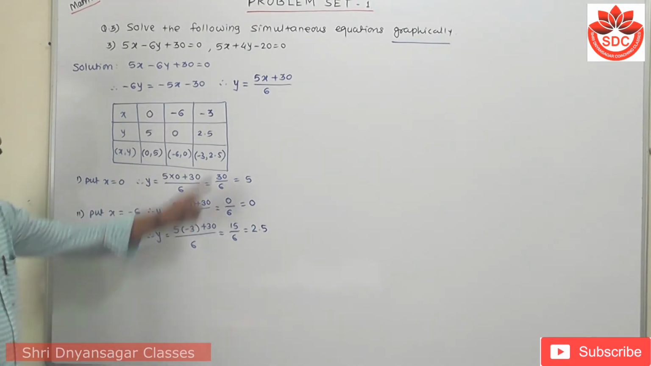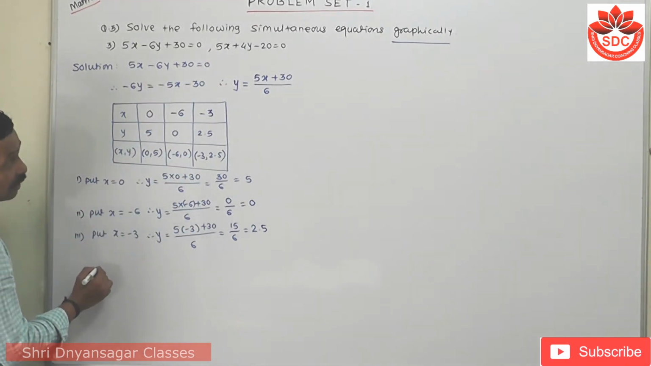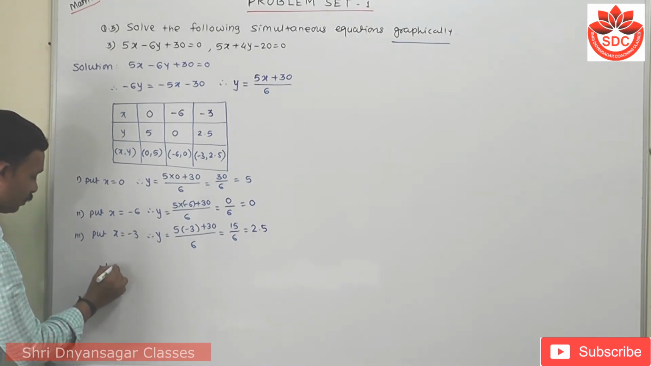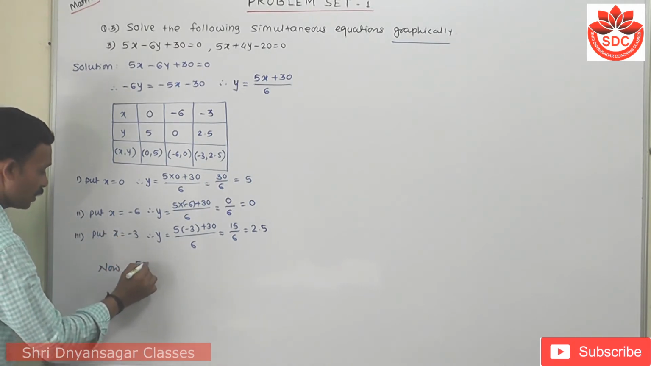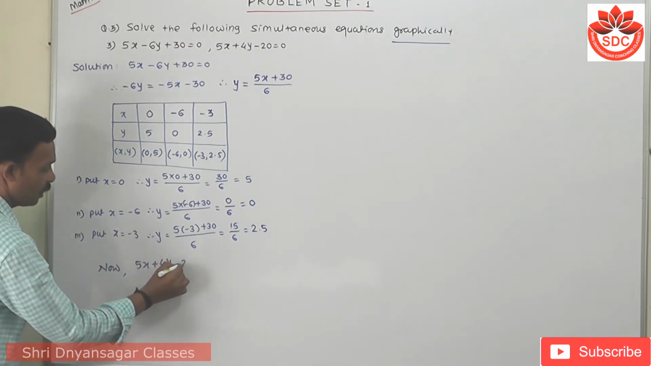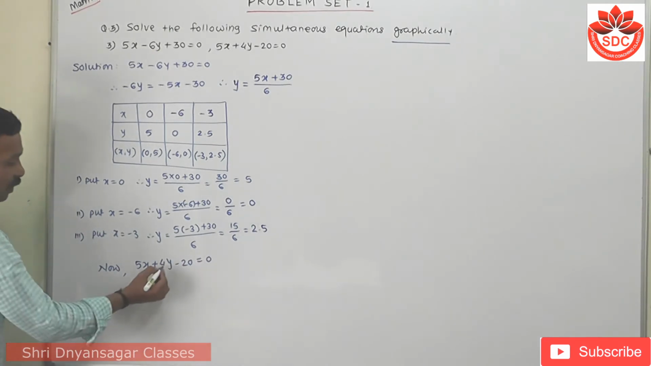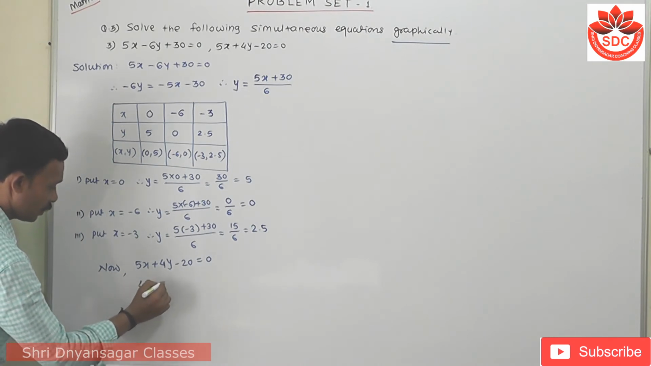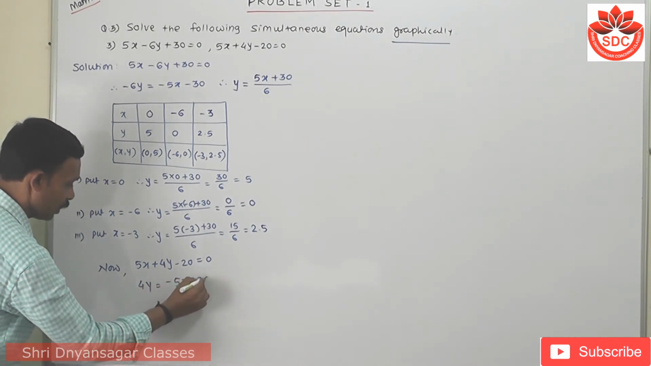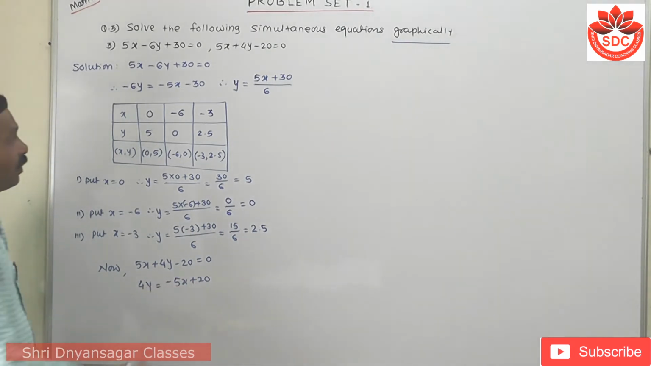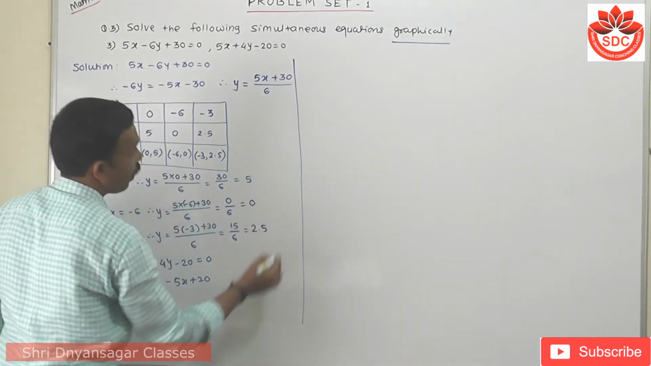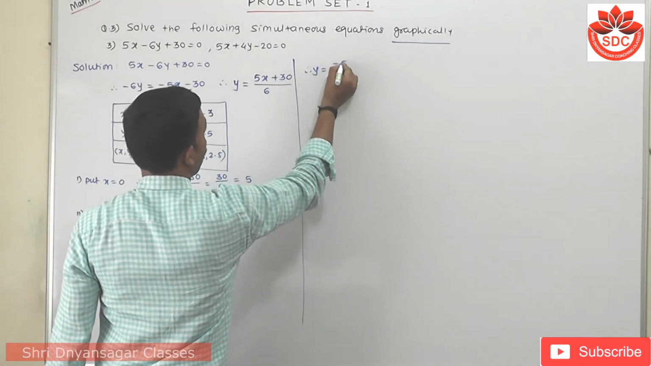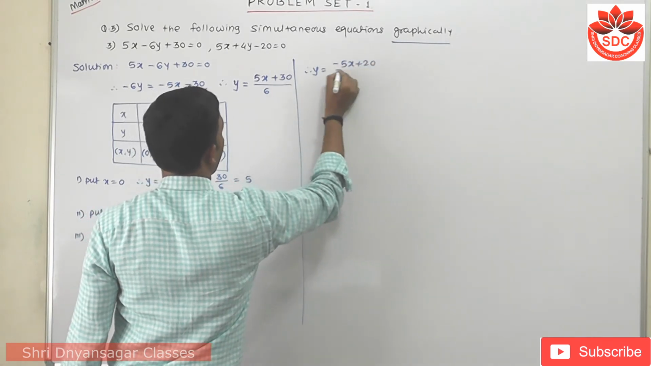Okay. Similarly, for this second equation also, I take this equation here. The second equation is 5x plus 4y minus 20 equals 0. When we transpose this, directly we get 4y equals minus 5x plus 20. Then dividing by 4, we get y equals minus 5x plus 20 upon 4.